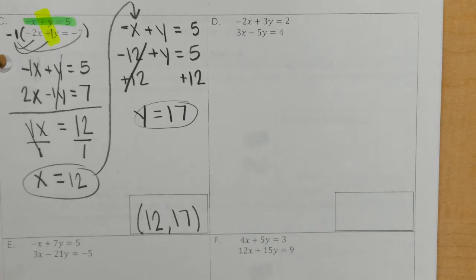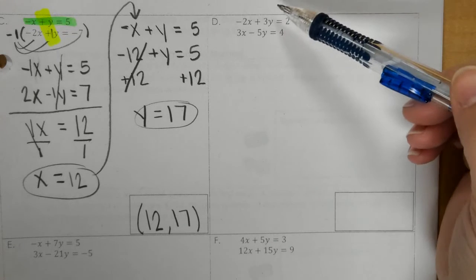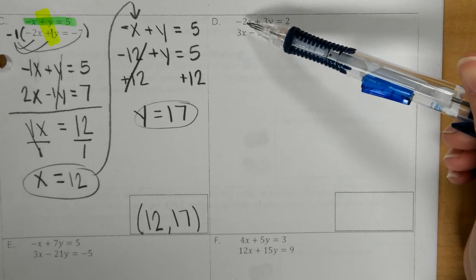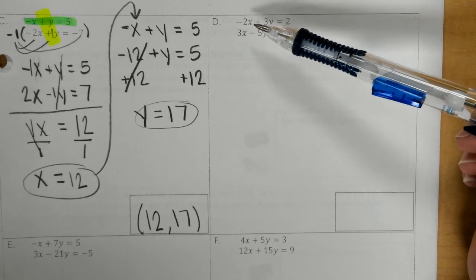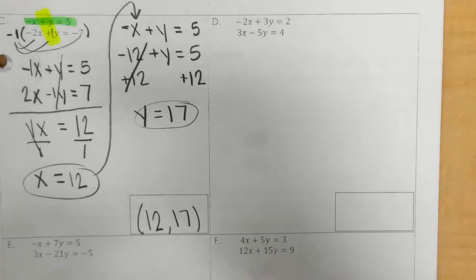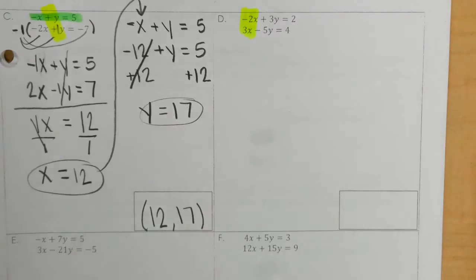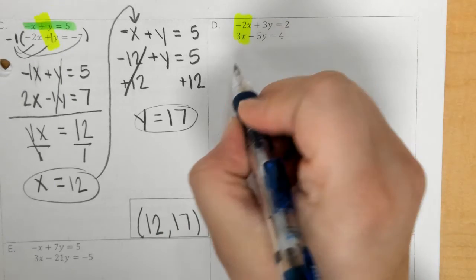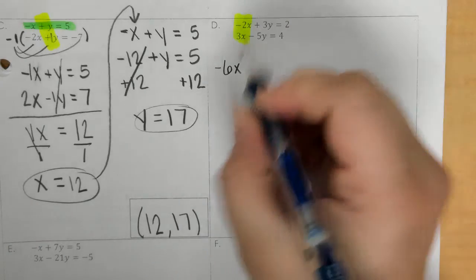For letter D, again, we've got to try to find opposites. So this is not, this is not. Now our decision is: do we try to make this 6 or 15? I would definitely go with the x's, just smaller numbers. Our goal is to get the x's to be opposite. Since this is negative, we're going to keep that negative. We're going to try to make a negative 6, and here we want to try to make a positive 6.